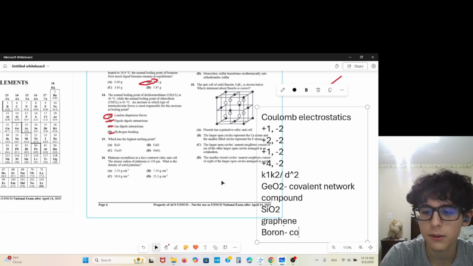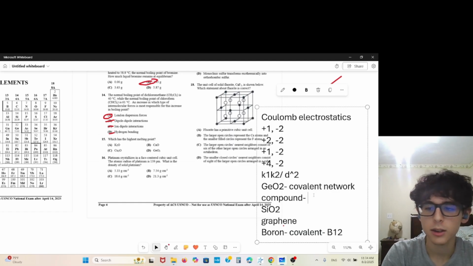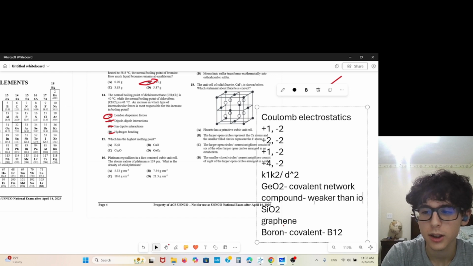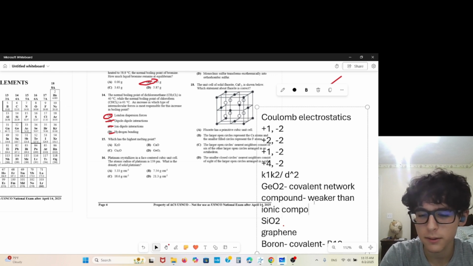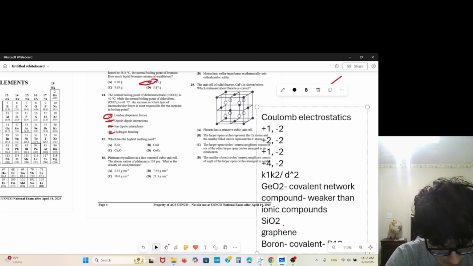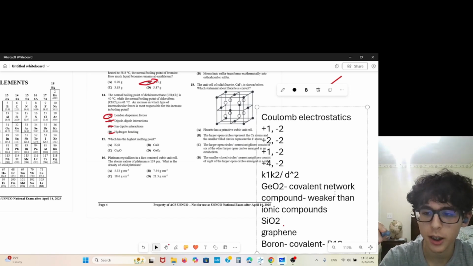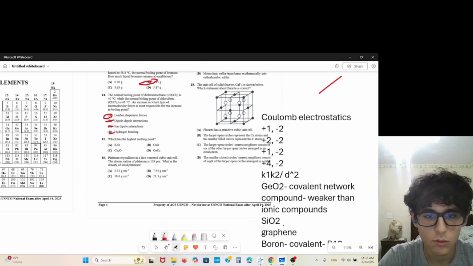Boron comes in a lot of covalent networks, right? B12. So basically, these are going to be weaker than your ionic compounds, I believe. Wait, no. Yeah. So it's a covalent network compound, which is going to be weaker than your ionic compounds for melting point. It's basically similar to them, right? So that's why it's going to be B. Crazy, right? All right.